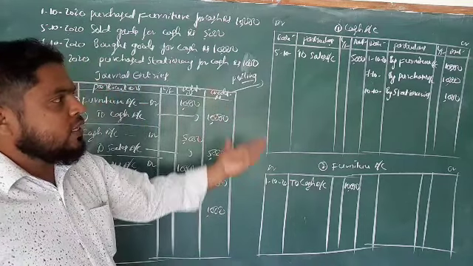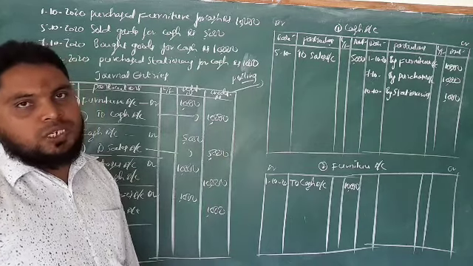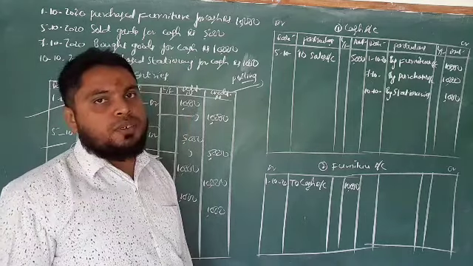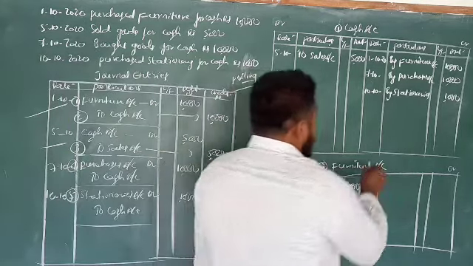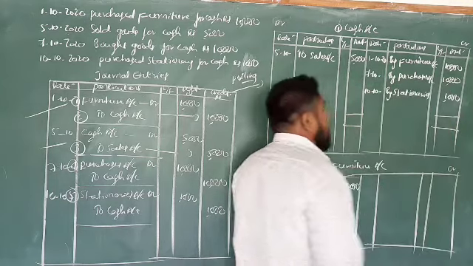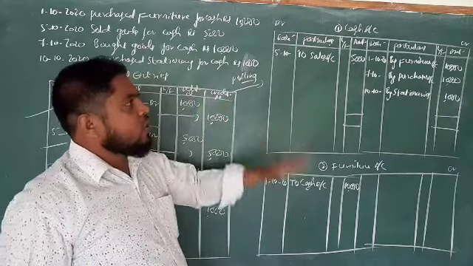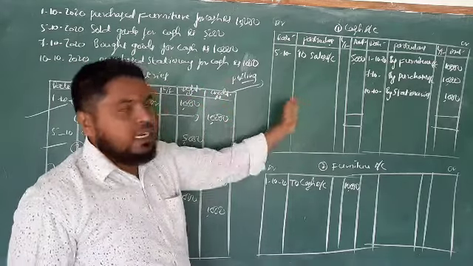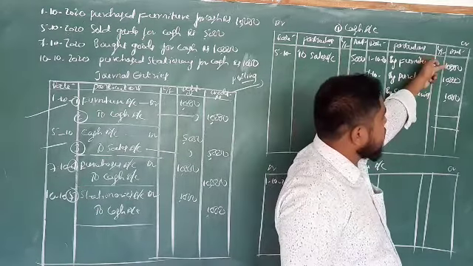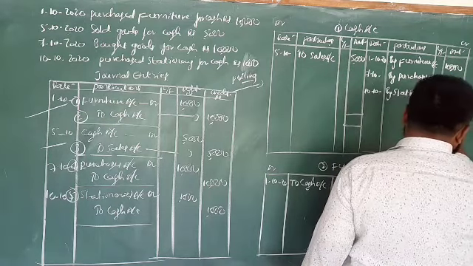After passing the entries, we have to balance the account. Balancing the account is also a very important concept. In balancing, you compare both the sides. Here in the cash account, if we compare debit and credit, the higher total is credit: 10,000 plus 10,000 plus 1,000, that is 21,000.